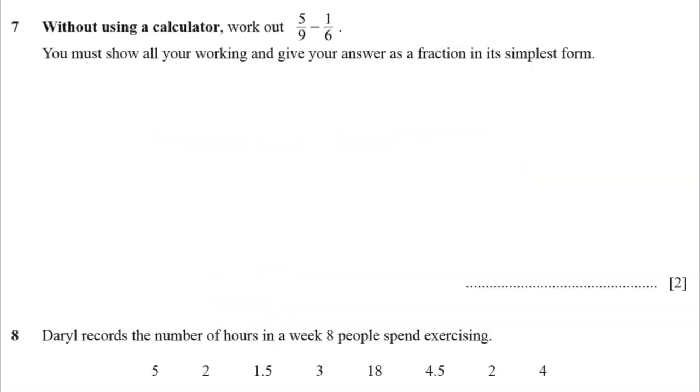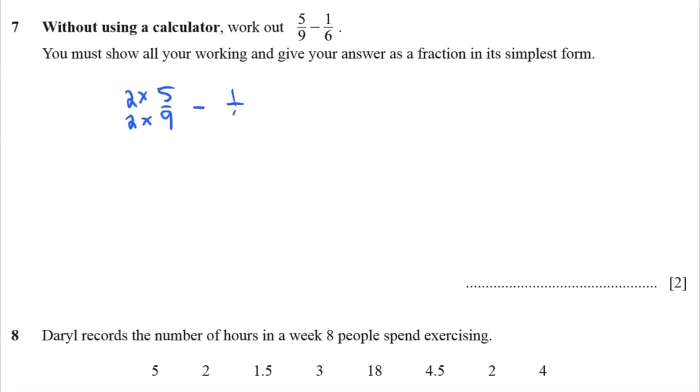Question 7 is, without a calculator, work out this fraction. We have to show our working to get the marks for this. So when you have two fractions, we need the denominators the same. How do we get the denominators the same? The lowest common denominator is good, or you could cross multiply. But 9 and 6 both go into 18. So let's take 5 over 9 and multiply it by, not by 2. Yeah, we do. We multiply 9 by 2, so we have to multiply 5 by 2.